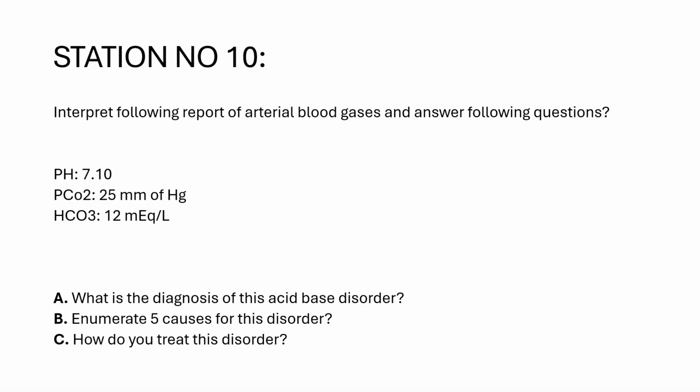And this is the last station. We have an arterial blood gas report where pH is 7.10 means acidosis, and we have CO2 partial pressure of 25 millimeter of mercury, and we have low bicarb means it's metabolic acidosis. What is the diagnosis of this acid base disorder? Enumerate 5 causes, and how do you treat this disorder?